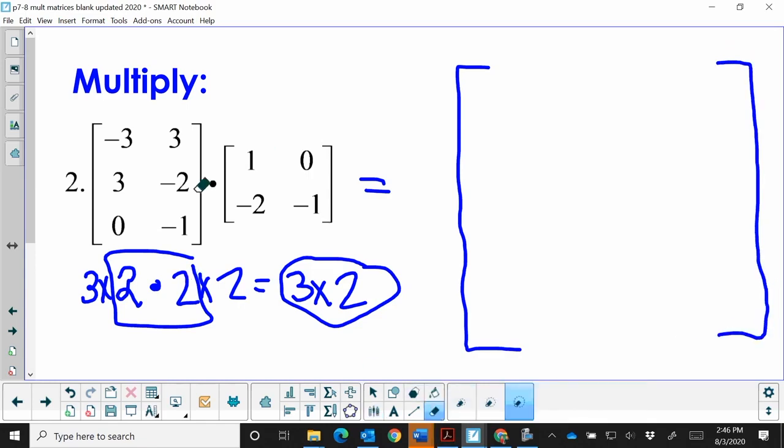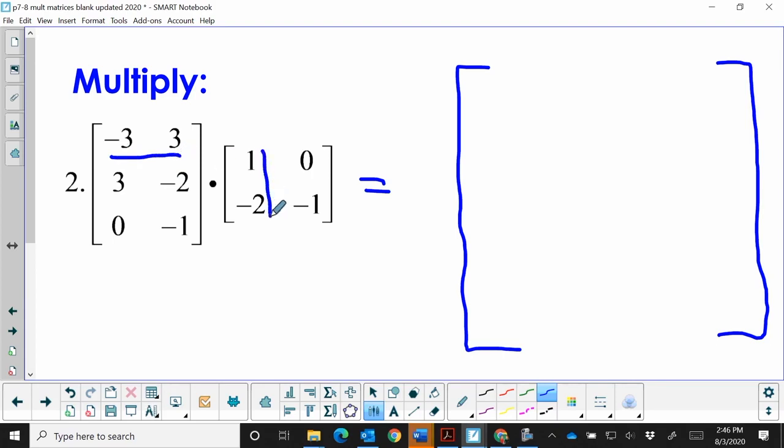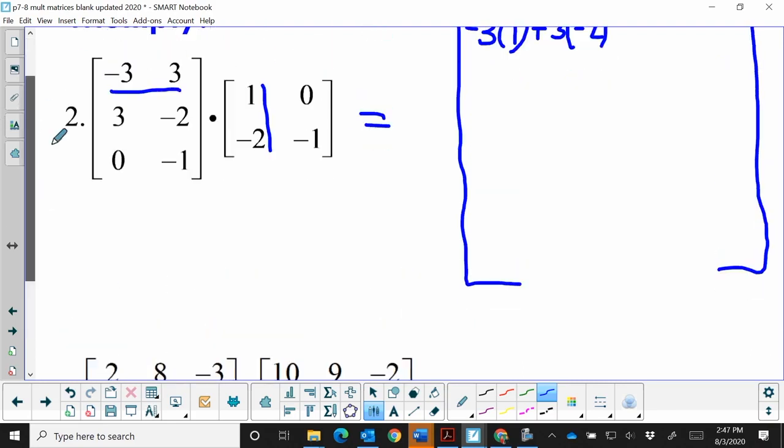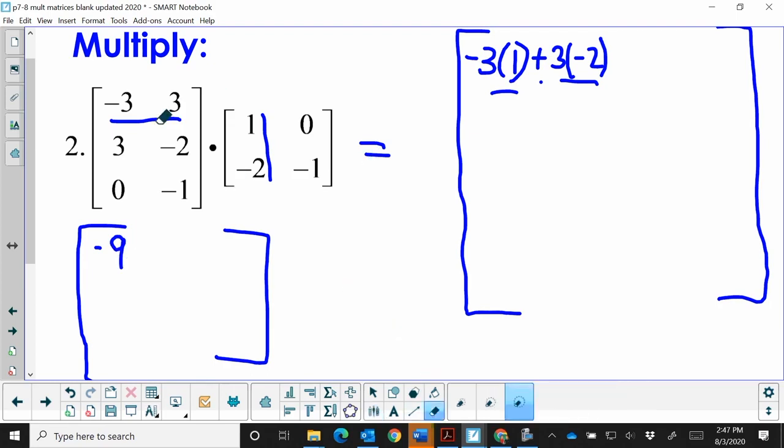Okay, so now let's highlight and work through this one. Okay, so I'm going to take this row times this column. So I have -3 times 1. My first times my first, then I take my second times my second. So plus 3 times -2. Okay, I'm going to go down and get my answer. So my answer is going to be -3 plus -6, which is -9.